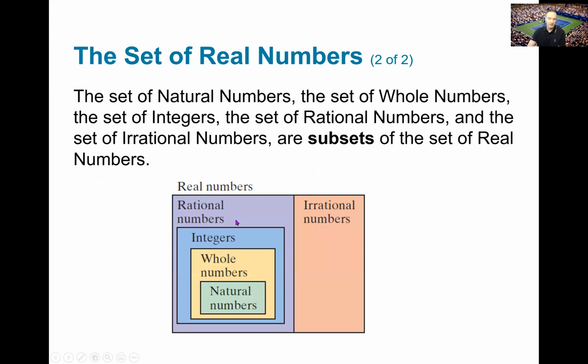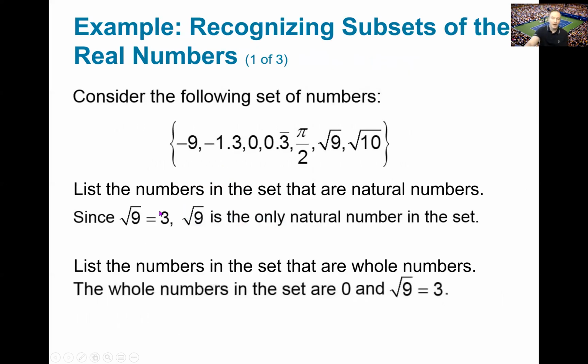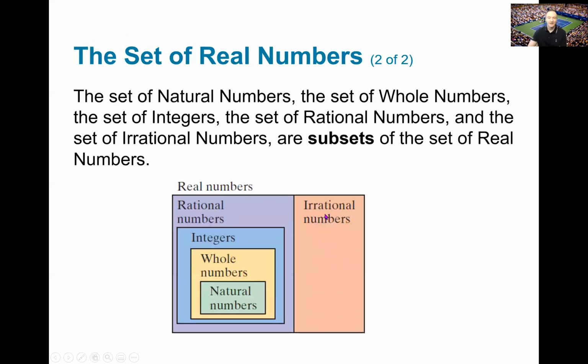Now, you'll see on this next page where I try to give you a visual representation. Real numbers can be broken up into rational or irrational. Irrational numbers don't have any subdivisions. It's its own thing. But rational numbers you can break up into integers, which are positive, negative, whole numbers. And then whole numbers, which start at 0, and then natural numbers, which start at 1.